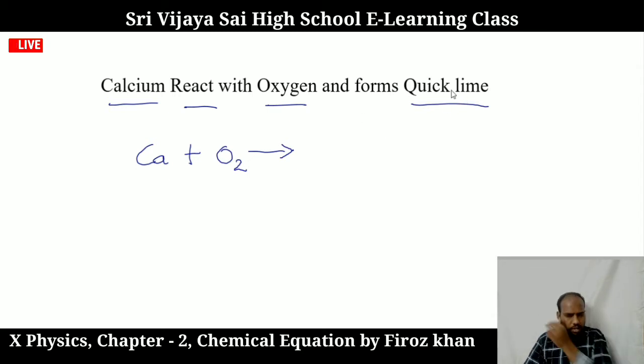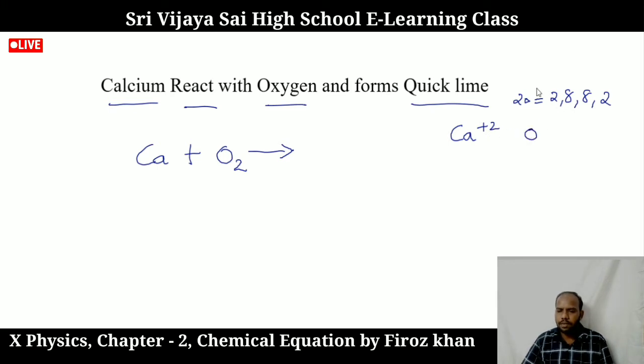So look here. You don't know the formula of quicklime. What is the quicklime? You don't know. But you have now two elements, and you already know well the crisscross method. So you can use the crisscross method to get this product. So what is calcium? Calcium's atomic number, you already know, is 20. So the electronic configuration is 2, 8, 8, 2, so it becomes plus 2. And oxygen's atomic number is 8, so 2, 6. So it needs 2 more and it is minus 2.